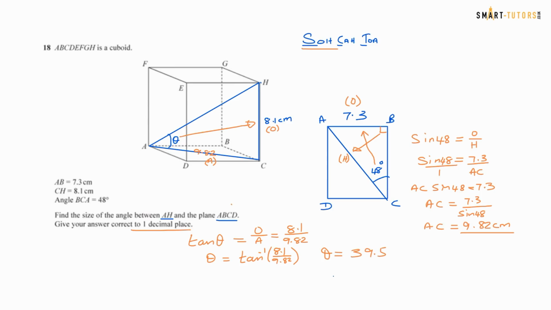So theta equals, if you use the calculator and they are asking for one decimal place, you will end up with 39.52. So if you round it, theta is 39.5 degrees to 1 dp, 1 decimal place. So that is our final answer.